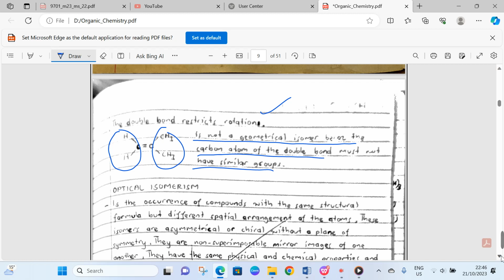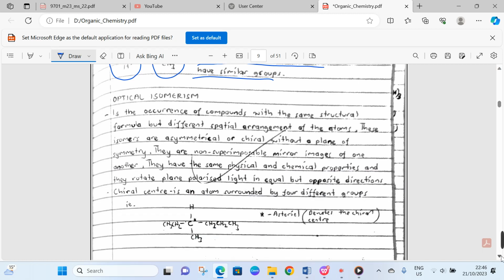Let's move on to optical isomerism. Optical isomerism, or optical isomers, are also called enantiomers. Okay, they are called enantiomers. Let me read out the notes to you. It is the occurrence of compounds with the same structural formula but different spatial arrangement of atoms. These isomers are asymmetrical or chiral without a plane of symmetry.